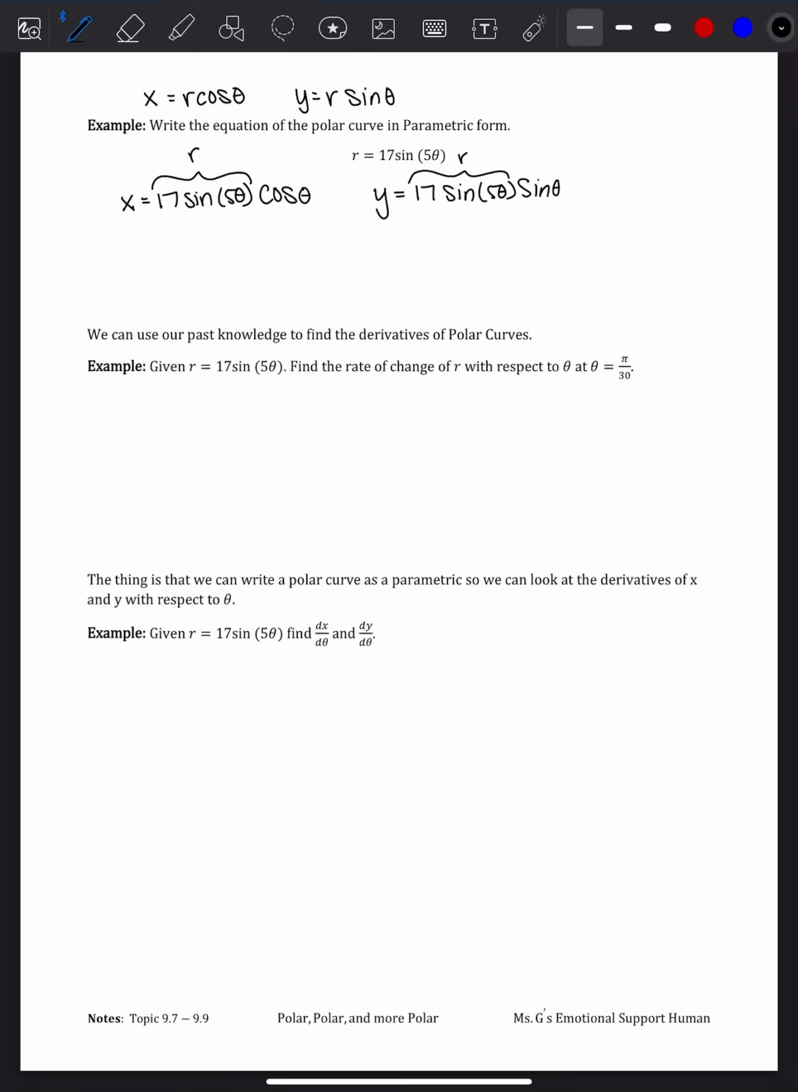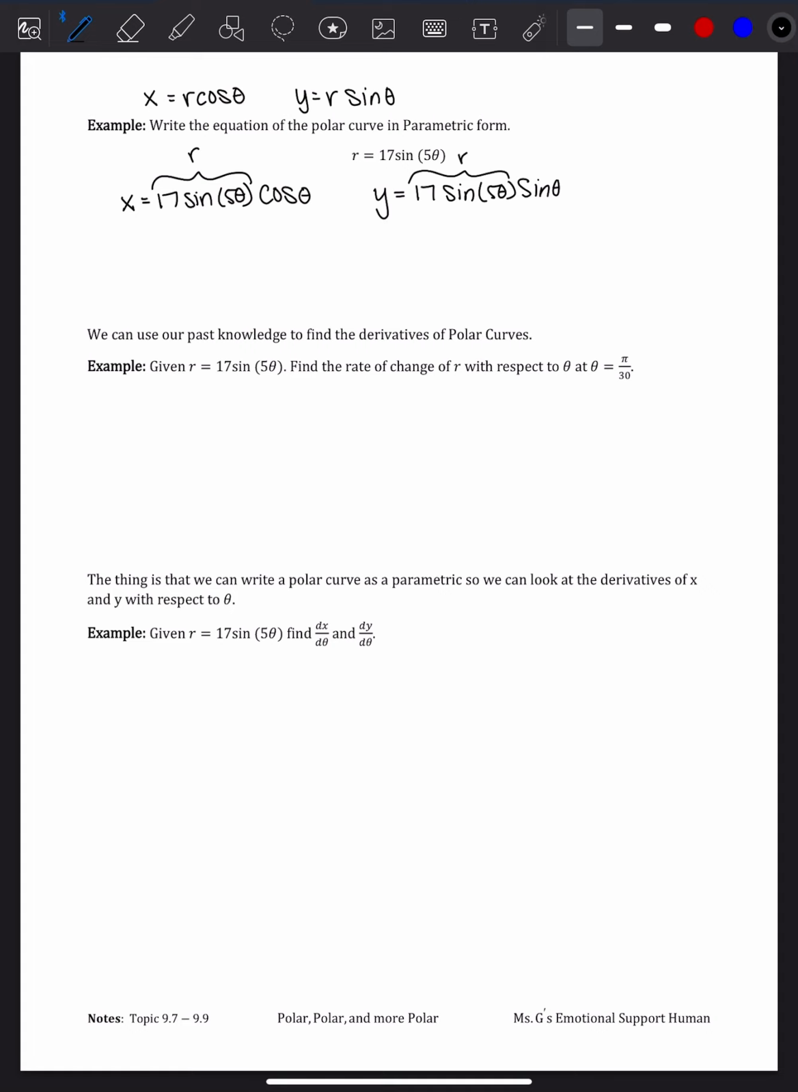Let's talk about derivatives now. So we're going to use our knowledge of the unit circle to help us with some things with polar coordinates, but other times we're going to use parametric. So it really just depends on what the problem's asking us to do.